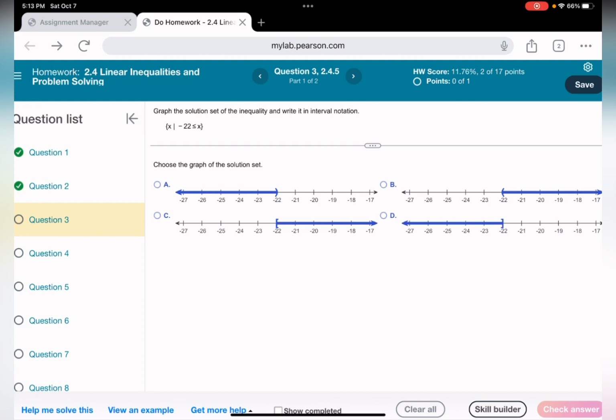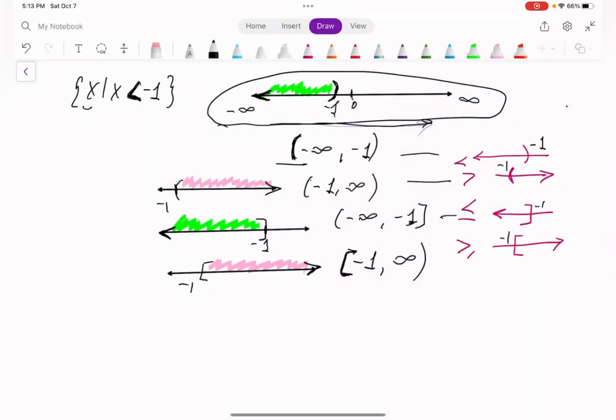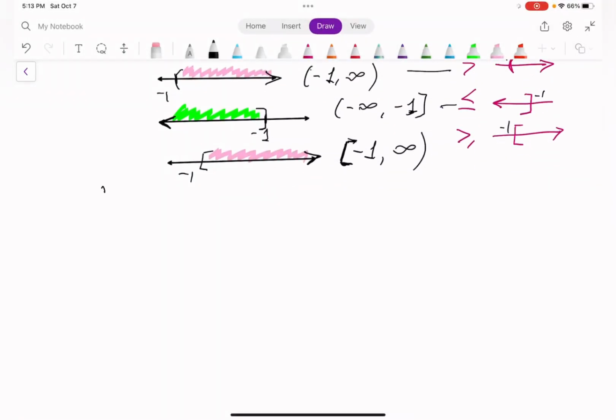So negative 22 less equal x. This is an interesting one. I want to show you. So negative 22 less equal x. That means x is greater equal negative 22. Your x has to be on the left side so you can properly write the inequality and the graphing.